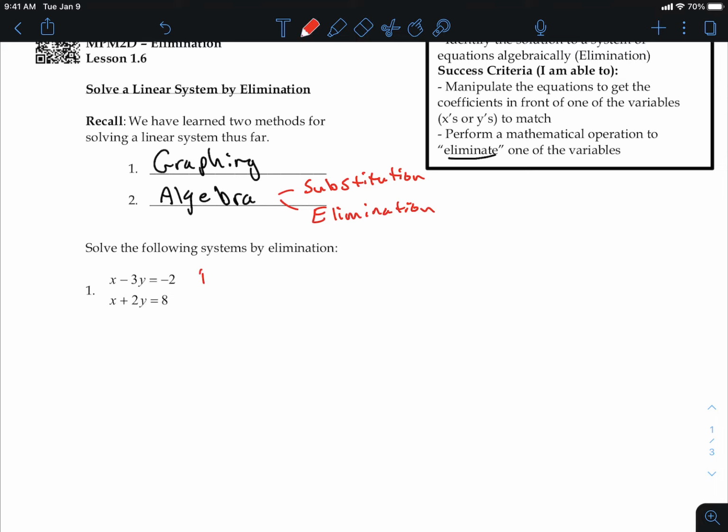You have two equations, 1 and 2. Exact same as what it would look like for substitution, except this time, instead of rearranging to get one variable and plugging it into the other equation, we can just perform a mathematical operation like subtraction. I'm going to do the top equation, so subtract 2 from 1. What do you think is going to happen?